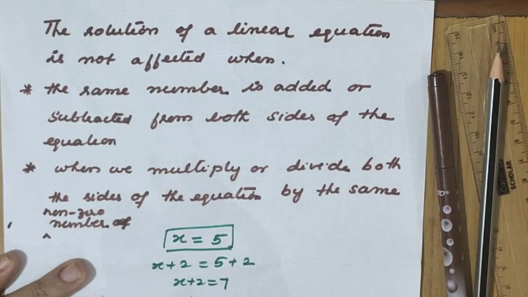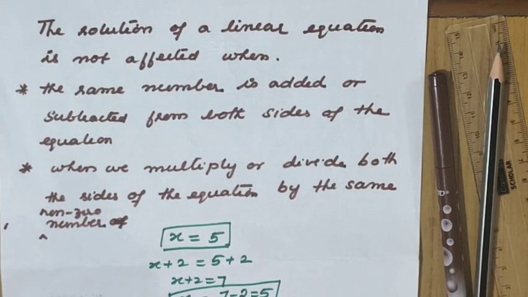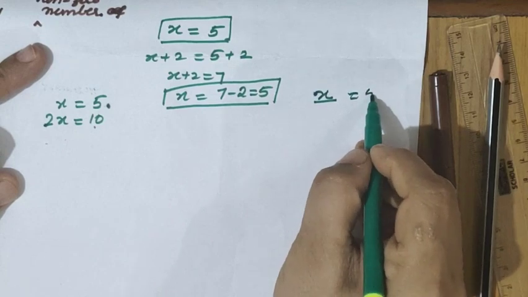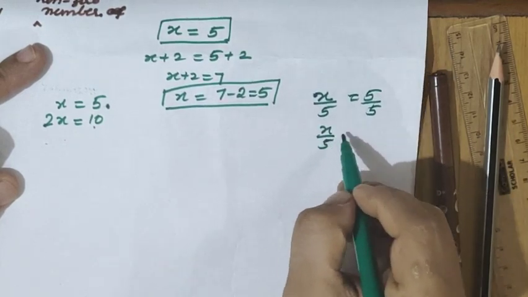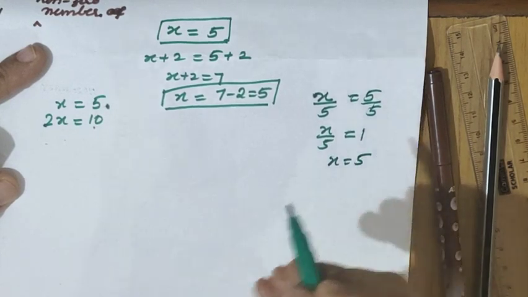Again, if you solve for this one, 7 minus 2 equal to 5. Similarly with subtraction, multiplication and division also. So we will go for multiplication. 2x equal to 10. How we got x equal to 5: it was there, so multiplied with the 2, here also I have to multiply with the 2. Again, when you divide, x equal to 5, both the sides I am dividing with the 5, so x by 5 equal to 1. Again when we are solving, x equal to 5, you will get back.